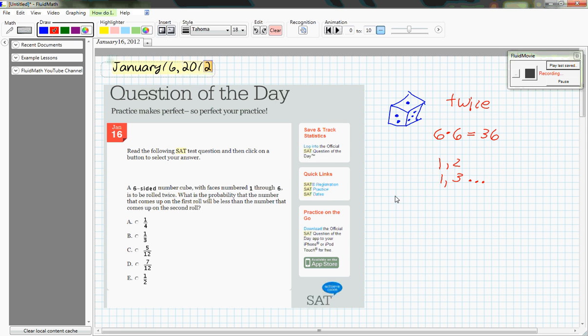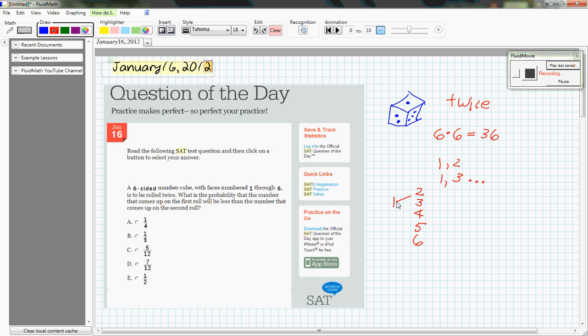This question wants us to figure out what the probability would be if the first roll is less than the number that comes up on the second roll. So if I roll a 1 on the first roll, can I roll a 1 on the second roll? No, that wouldn't be valid according to the question. I would have to roll a 2 on the second roll, or a 3, or a 4, or a 5, or a 6.